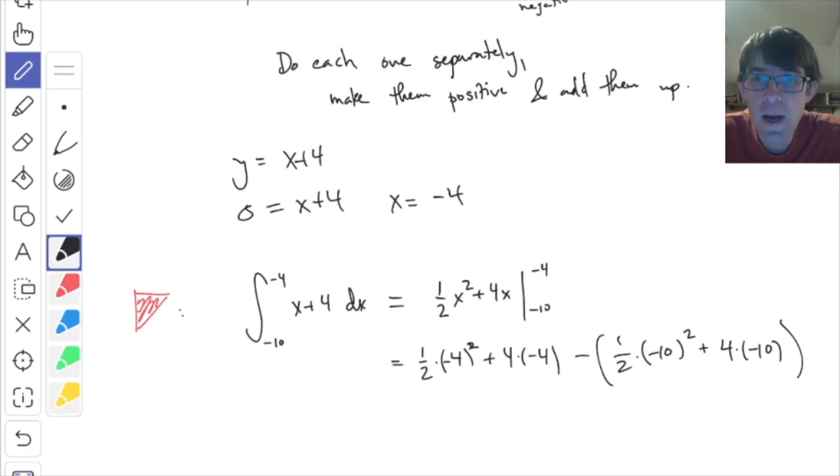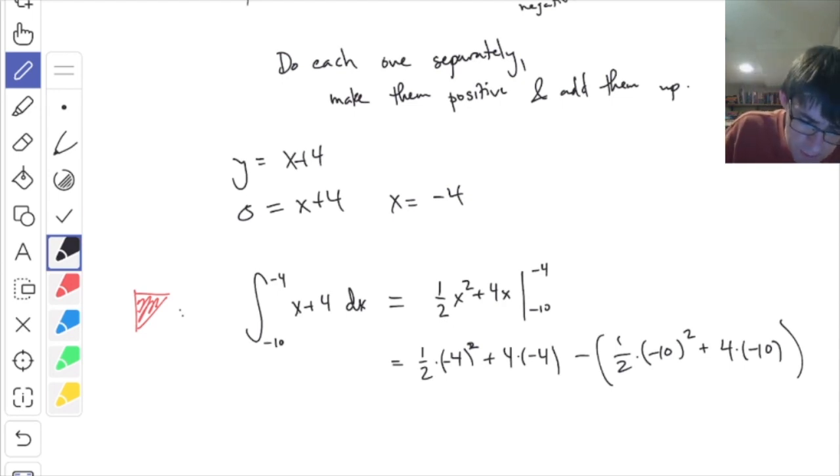Ordinarily, I would just leave my answer like that. It's some number. But actually, in this problem, I intend to add this onto the other answer, so I'm going to simplify this entirely. This I also expect to be negative, so I'm going to find what that is. You can use a calculator, or this is not so hard to do by hand. And then we're going to have to make it positive and add it to the other one.